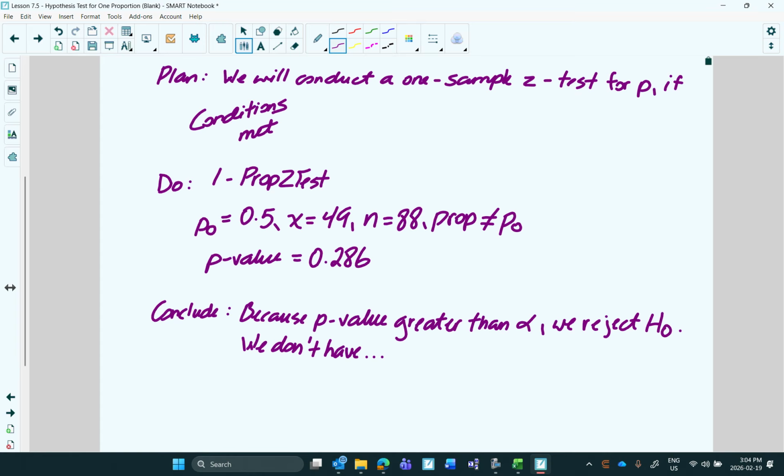Just remember, when the p-value is below alpha, what are we saying? We reject H0. When it's above, we fail to reject H0. We don't say we accept H0, we fail to reject H0. We have convincing evidence of whatever the alternative hypothesis was.